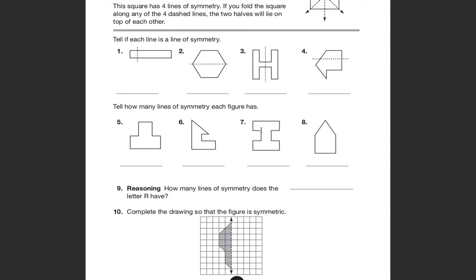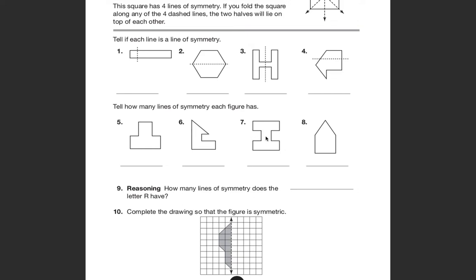Now, what about number 7? I can't go diagonally because this would not be the same as this if I folded them over. But I can go up and down, and I can make my vertical line, and that would make the right side the same as the left side. So I definitely have one line of symmetry at least.